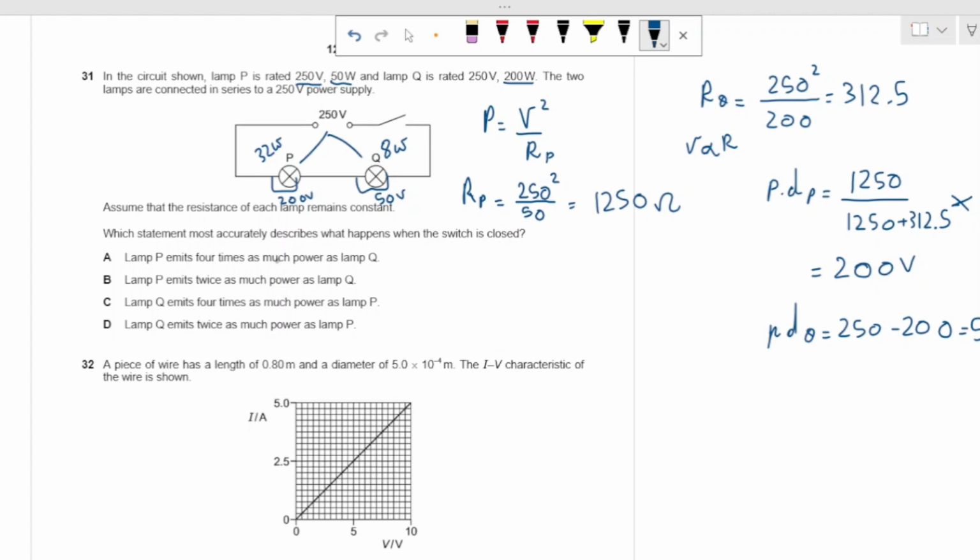Lamp P emits 4 times as much power as lamp Q. Now that is true, because 4 times as much power as lamp Q, 8 multiplied by 4, would be 32. That means the first option is correct. The last of the options are not correct, but do make sure that the power value will change. It's not that you would just use the same power value and use their ratios to find the options. So make sure that you first of all see whether the voltage across the component is changing, and according to that calculate the power.